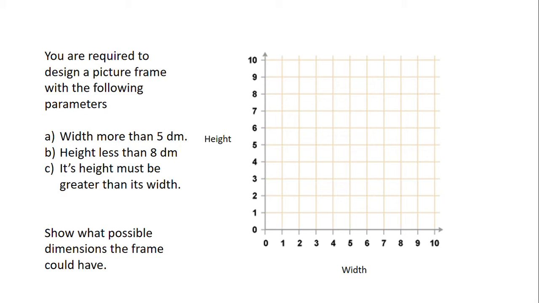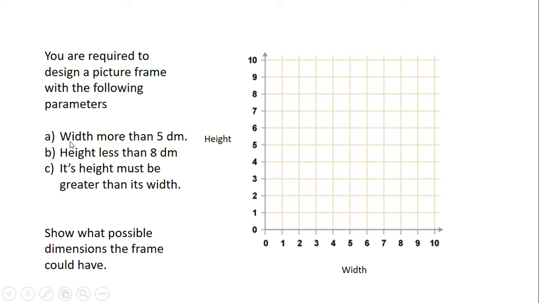Okay. So we're starting off with a problem. You are required to design a picture frame with the following parameters. Its width must be more than 8 decimeters, height less than 8 decimeters, and its height must be greater than its width. So these coordinates along the x-axis is width, along the y-axis is height. So if we take a random point over here, that has a width of 7 and a height of 4. So that point is 7, 4. It has a width of 7 and a height of 4.